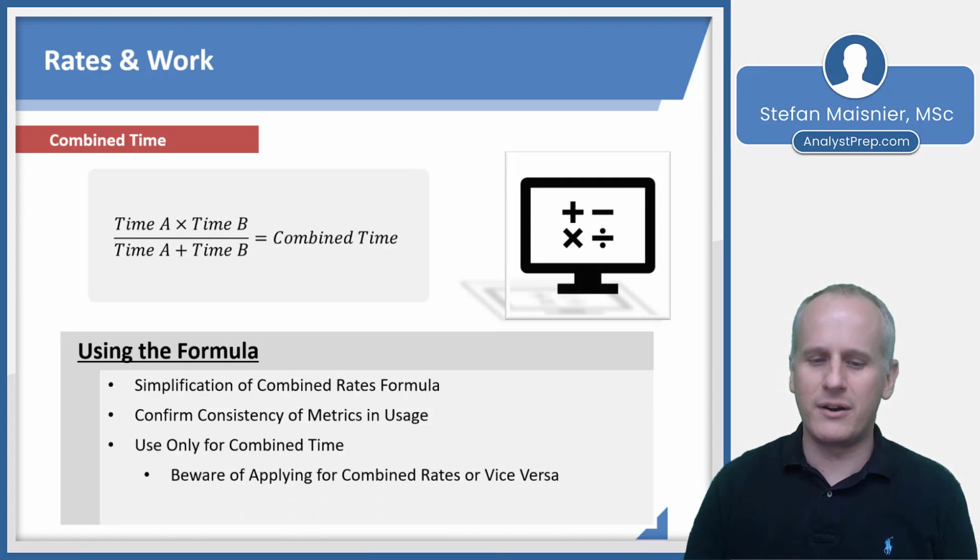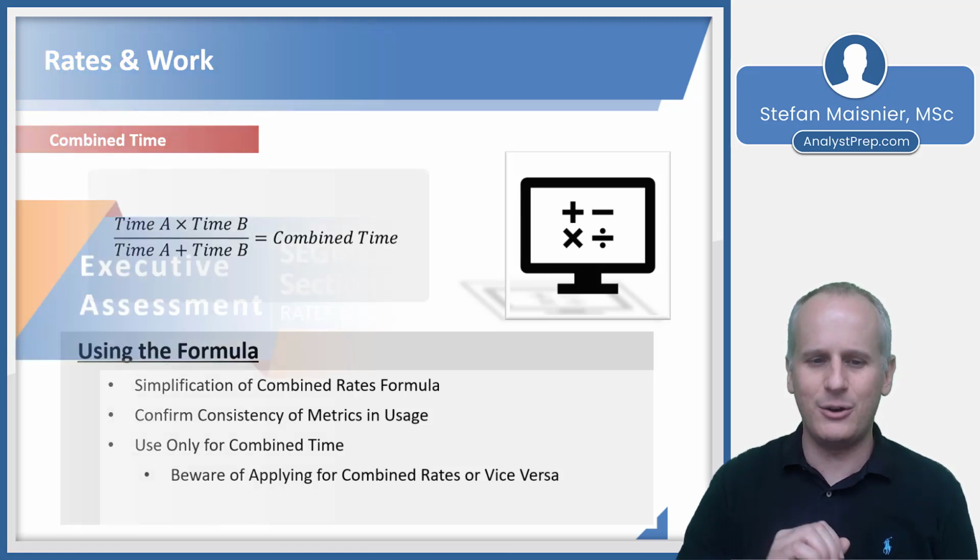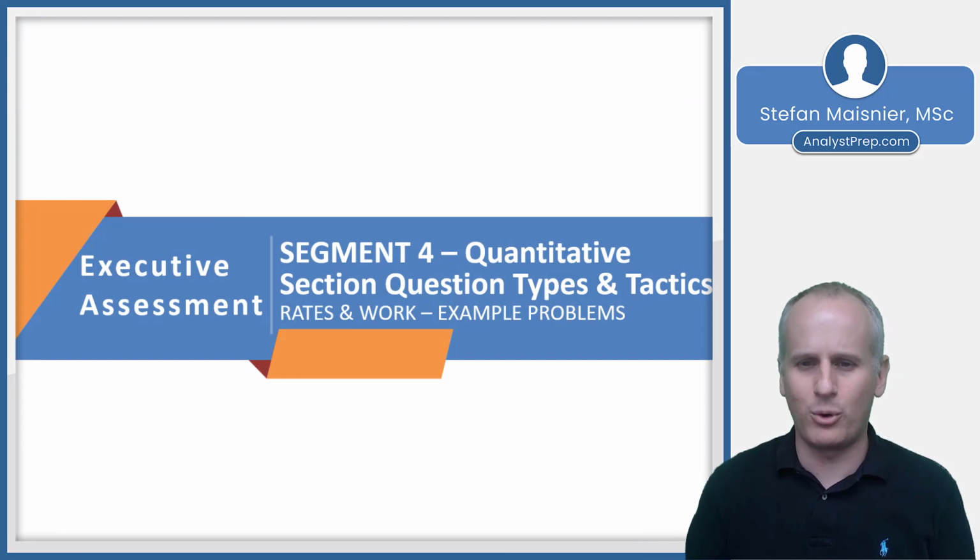And do beware of applying this formula for combined rates or trying to apply a combined rate formula to combined time. You have to do this exact articulation of the algebra to expedite it in this fashion. But if you can use the combined time formula when it's applicable, it's a really handy way to work through a combined rate time question. So let's go ahead and move over to the whiteboard and take a look at how we might use that combined time formula with a sample word problem.